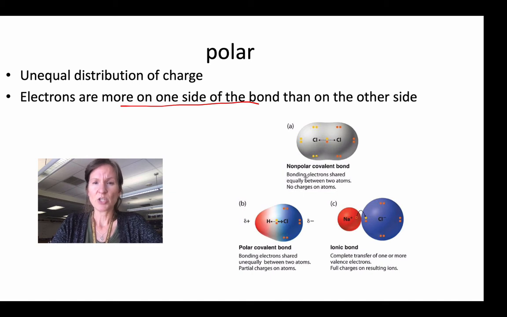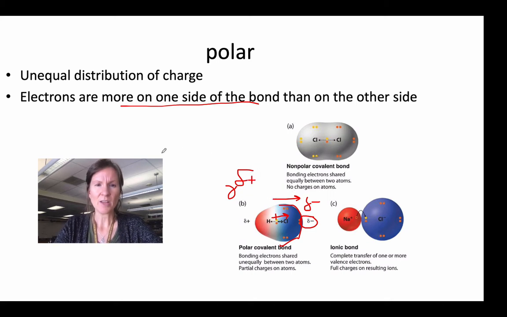So the pictures down here show it again in a polar covalent bond, because in this example, chlorine is tending to pull the electrons towards itself more than hydrogen. I end up having electrons more on this side than on the other side. What that creates are these partial charges, these dipole moments, where I have a partial negative where the electrons are getting pulled to, and a partial positive where the electrons are getting pulled away from.